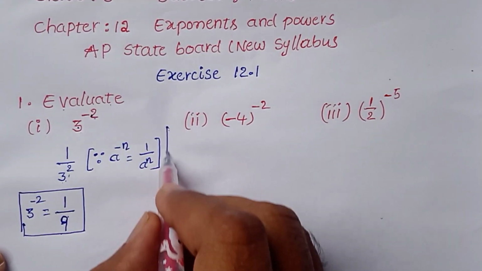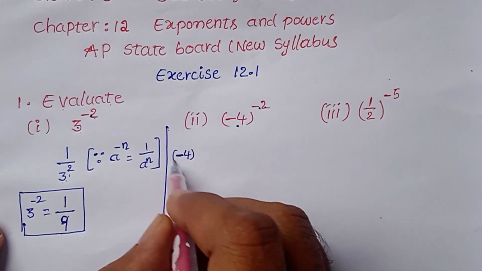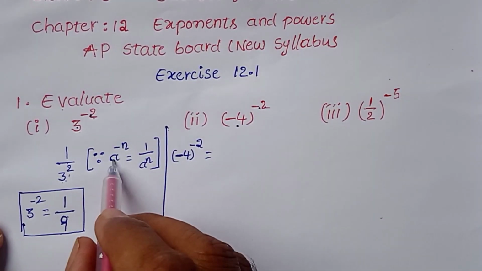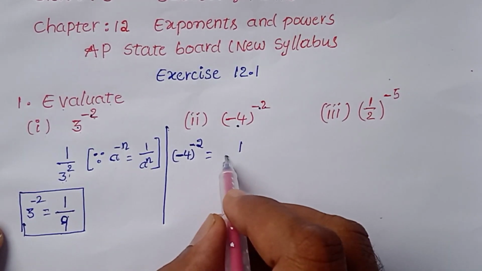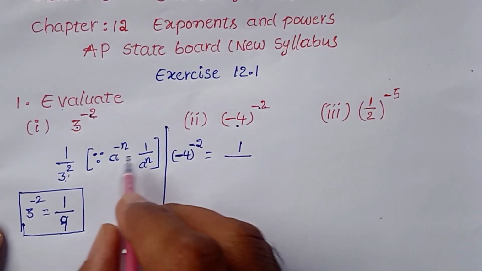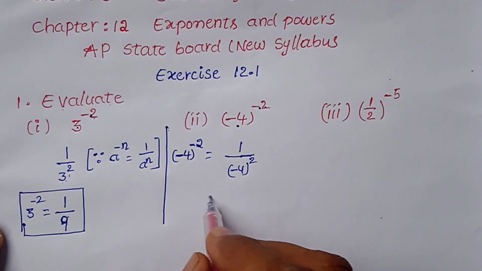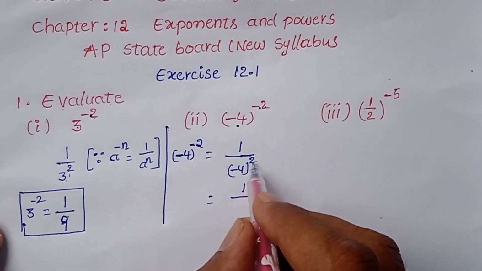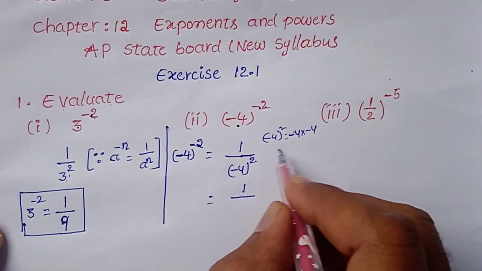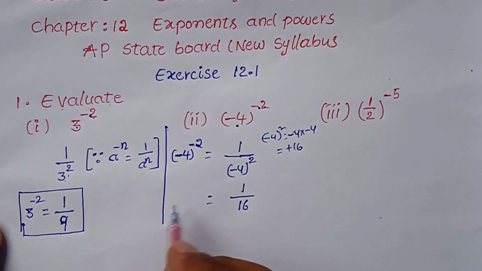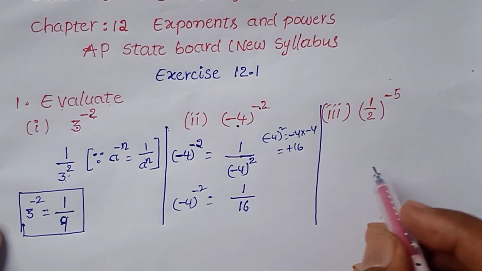In the same way, see the second one here. Minus 4 whole to the power of minus 2 can be written, in the same way by using this law, a to the power of minus n. Here you have minus 2. So this can be written as 1 by, in the denominator. Minus 4 whole to the power of minus 2 becomes plus 2. That is equals to 1 by minus 4 whole square. Minus 4 whole square is what? Minus 4 into minus 4, that is plus 16. So minus 4 whole to the power of minus 2 is equal to 1 by 16.